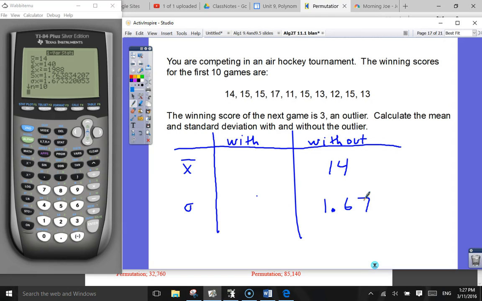Okay, then do your stat calc. 1, enter. Invalid dimensions. A lot of times that happens. You just have to clear the memory. Try it again. Second plus 712.